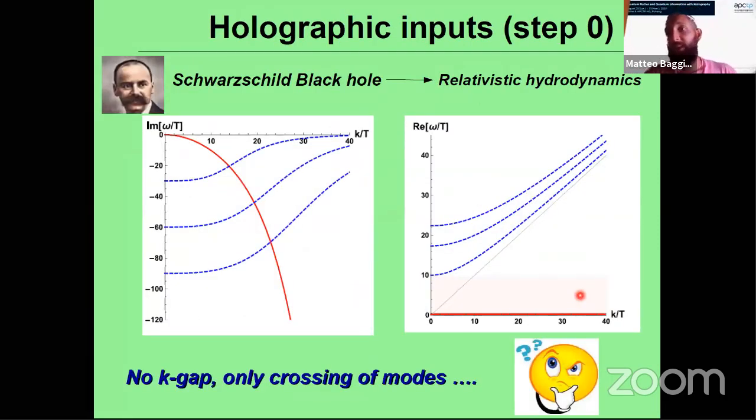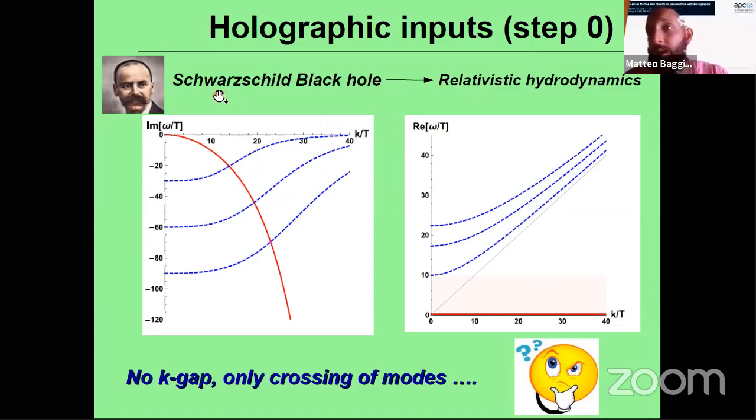Now, this was a bit of a long introduction about what is known in condensed matter field theory. And now, since we're here, we want to study if this is happening and what holography can tell us about this behavior. So the first step is to take the simplest solution that we know, the Schwarzschild black hole, and analyze what happens.